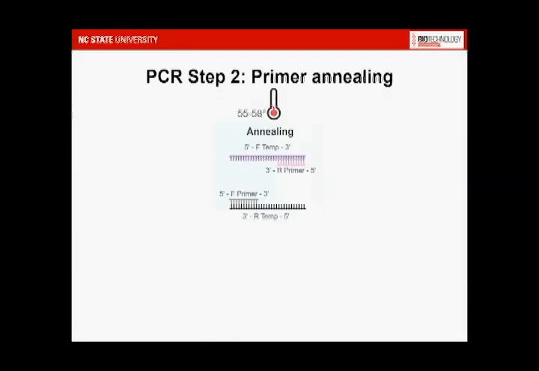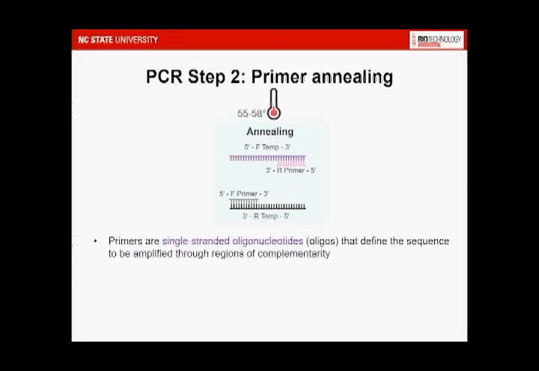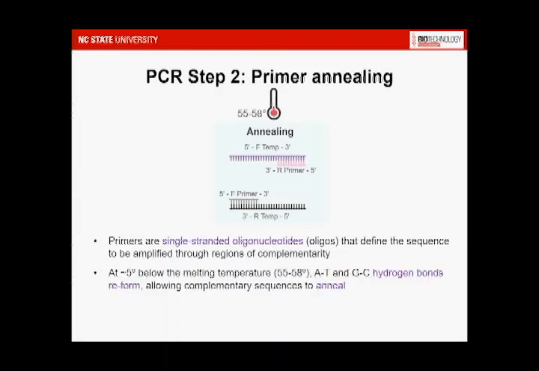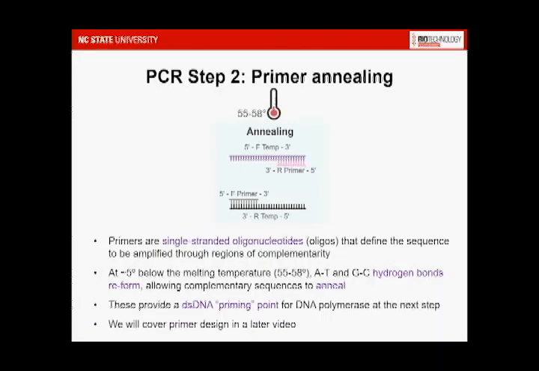In PCR, we control specificity through primers. Primers are single-stranded oligonucleotides, also known as oligos, that define the sequence that's going to be amplified through regions of complementarity. At about 5 degrees below the melting temperature, which is usually 55 to 58 degrees, primers will anneal to the complementary region on the template, and AT and GC hydrogen bonds will form. This provides a double-stranded DNA priming point that will be recognized by DNA polymerase at the next step. We'll cover primer design in a later video, but just so you know, primer design is essential for specificity of the PCR reaction.